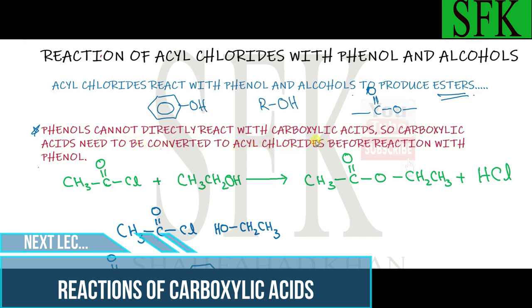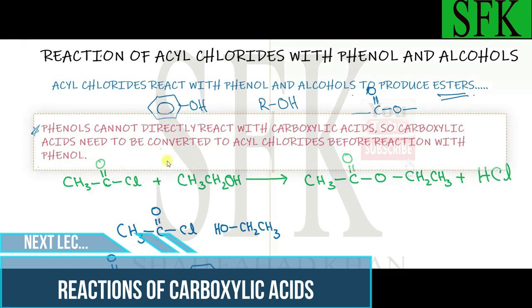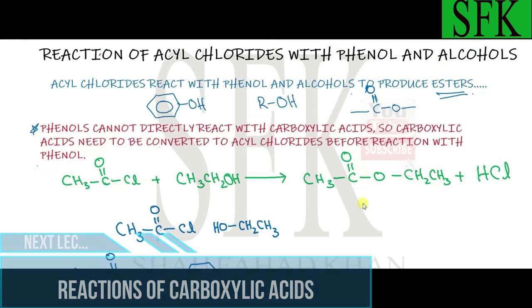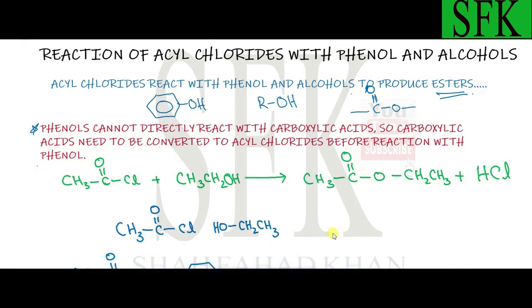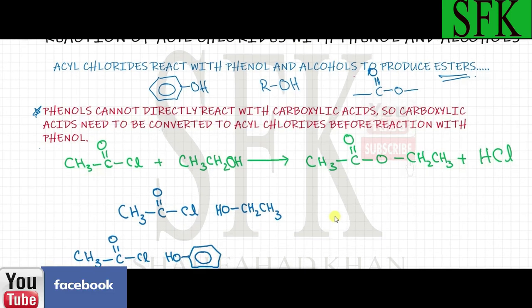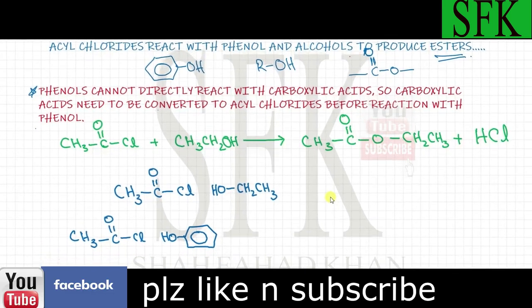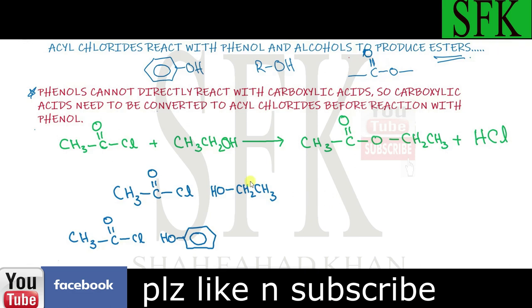As acyl chlorides, as we know, are derivatives of carboxylic acids, before the reaction with phenol can proceed. Okay guys, so this is an important fact again, that no direct reaction of phenol with carboxylic acids is possible. If we need to react phenol with a carboxylic acid, we must first convert the carboxylic acid to an acyl chloride. Okay guys, so now let's look at a few examples.